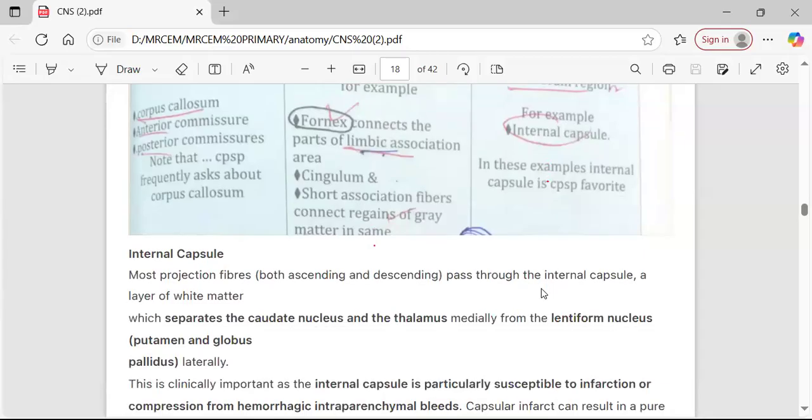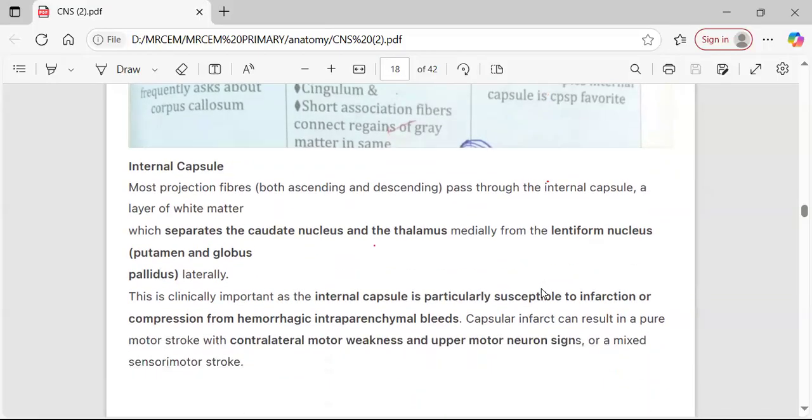Internal capsule, that's very important. Most of the projection fibers pass through the internal capsule, and it separates the caudate nucleus and the thalamus from the lentiform nucleus. So it's very important.